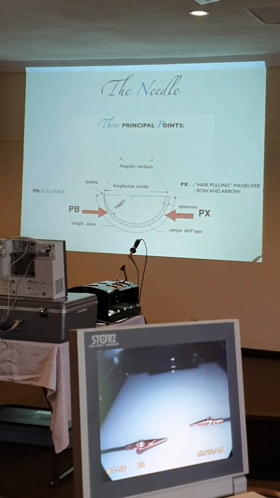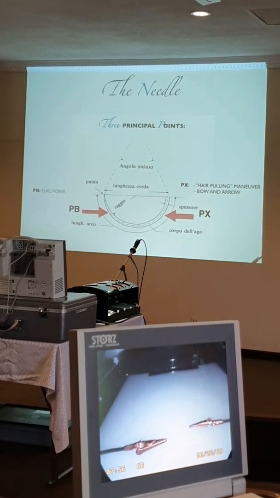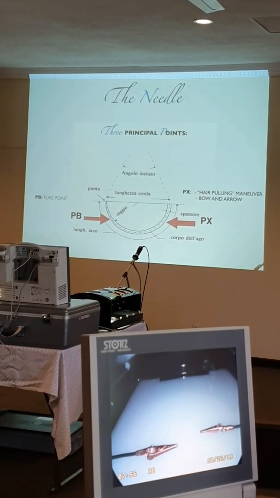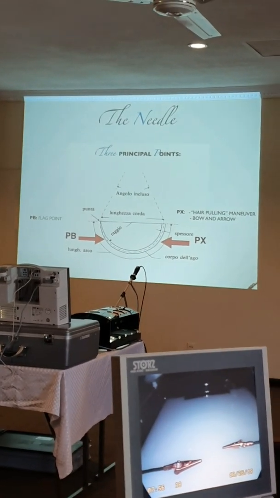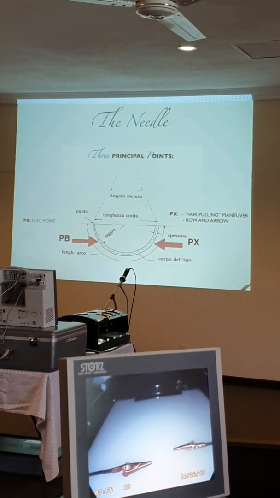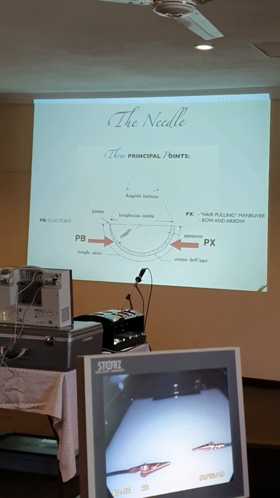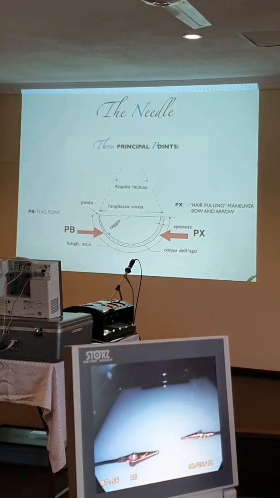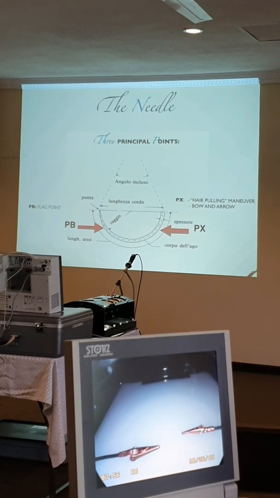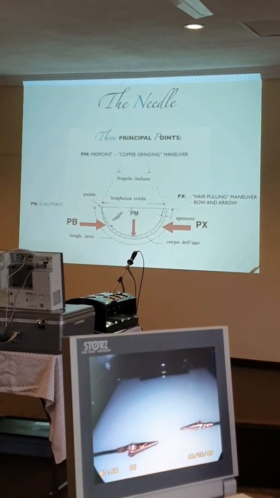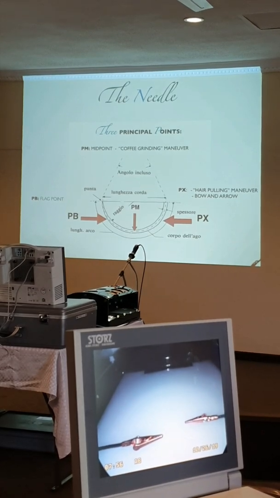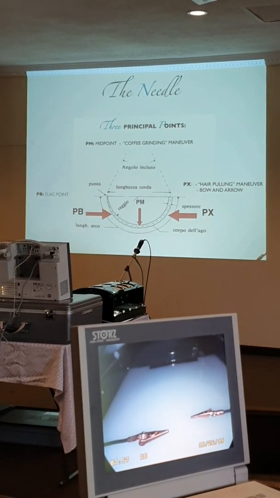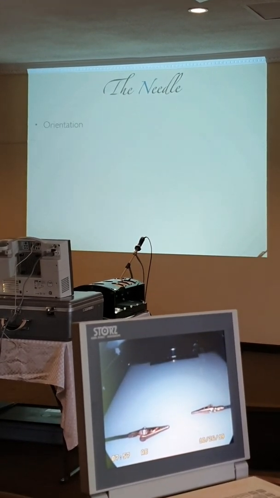The second one is the PX point. The PX point you can use for the hair pulling maneuver or pulling the thread of the needle. And bow and arrow is a little maneuver you can make to reload and load the needle into the needle holder to make a perfect stitch. And the last one is the BM or midpoint. You can make a maneuver with coffee breathing to quickly suture. I will demonstrate for you.